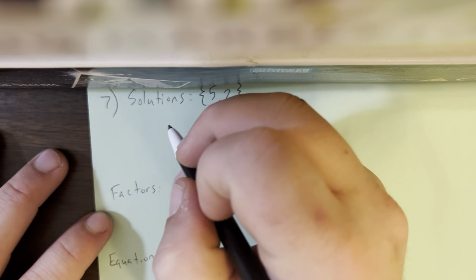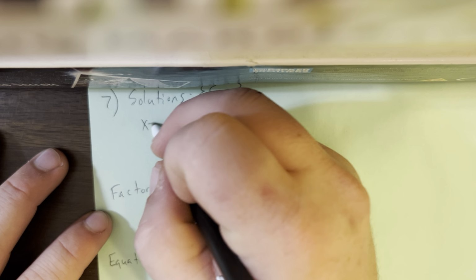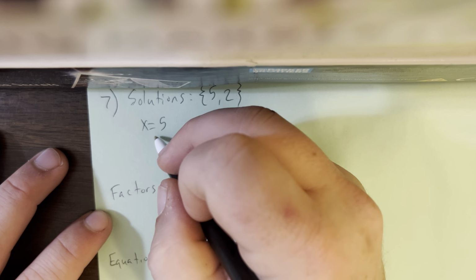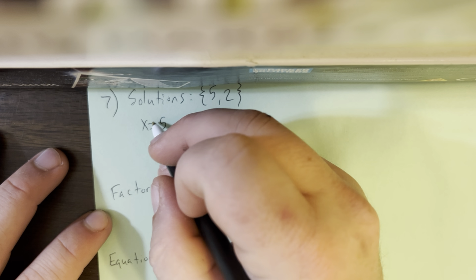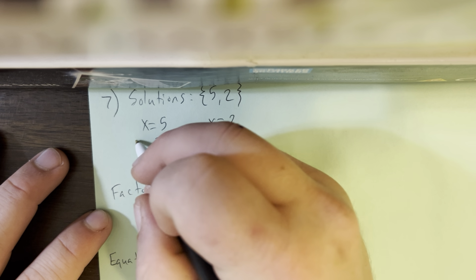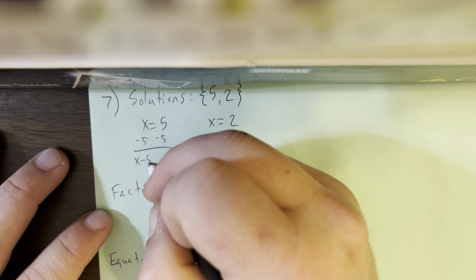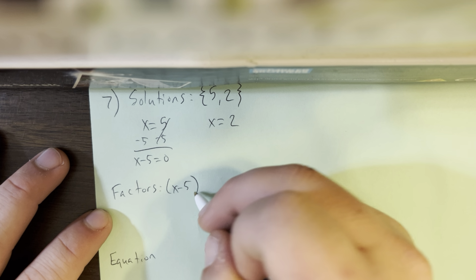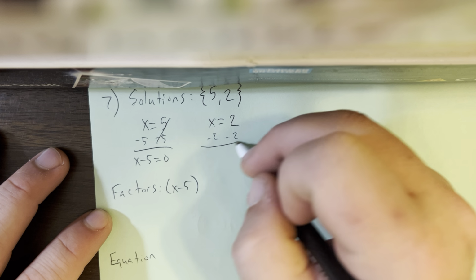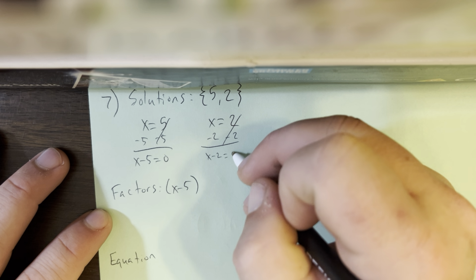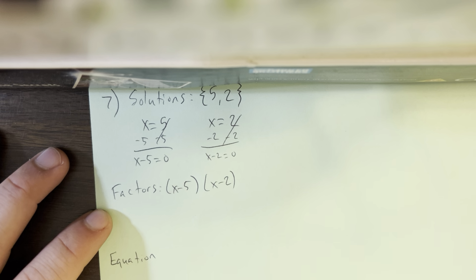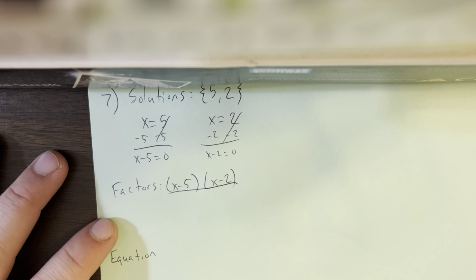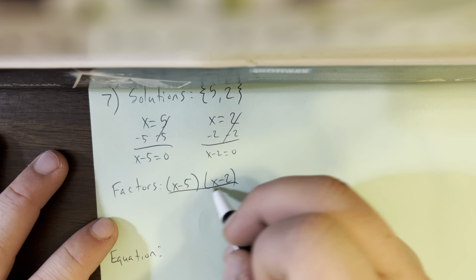So for the factors, we'll do the same thing we did on the front. I'll put x equals 5 and x equals 2. And then we'll find the factors by setting it equal to 0. So we'll subtract 5 on this one. That's one of the factors. We'll subtract 2 on this one. That's the other factor. So here's the factors, x minus 5, x minus 2. Now to find the equation, we'll multiply these out.